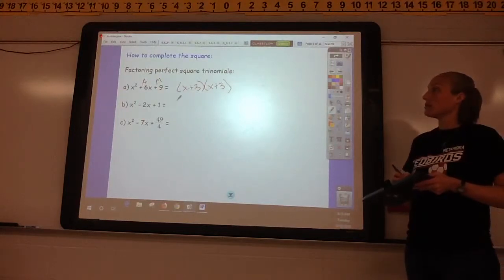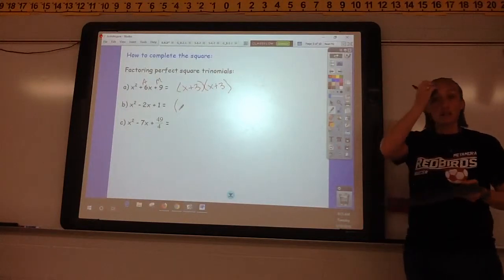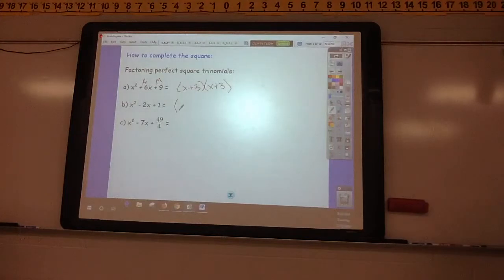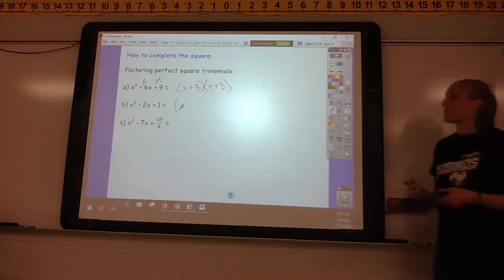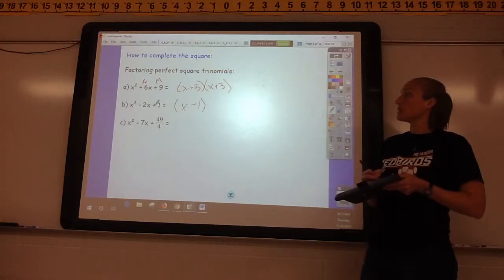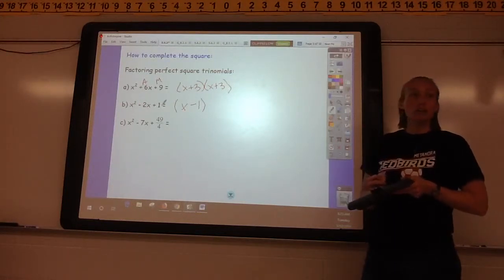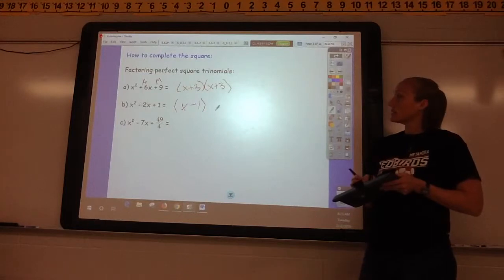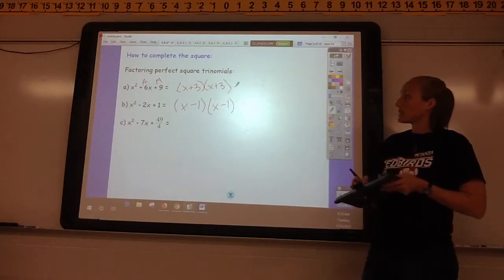The second one, what's it going to be? Good, x minus 1 squared in this case. So it would factor into x minus 1. You're looking at this and you're like, okay, square root of 1 is 1. But you have to go back and look at this minus 2, and to get that, you have to make them negative. So x minus 1 times x minus 1.